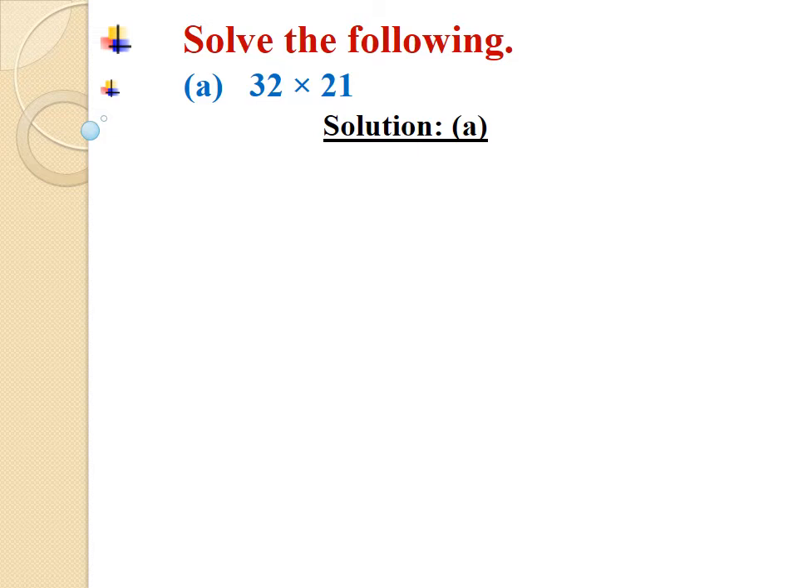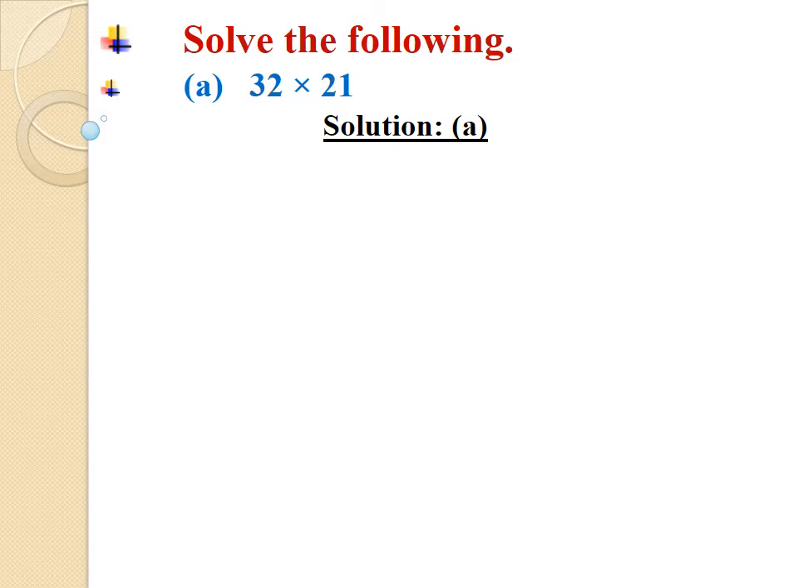Students, we know that the numbers that are multiplied are called the factors and the answer is called the product. We also know that when we multiply two numbers, the first number is called the multiplicand and the second number by which the multiplicand is multiplied is called the multiplier. Let us recall the steps involved in multiplication.